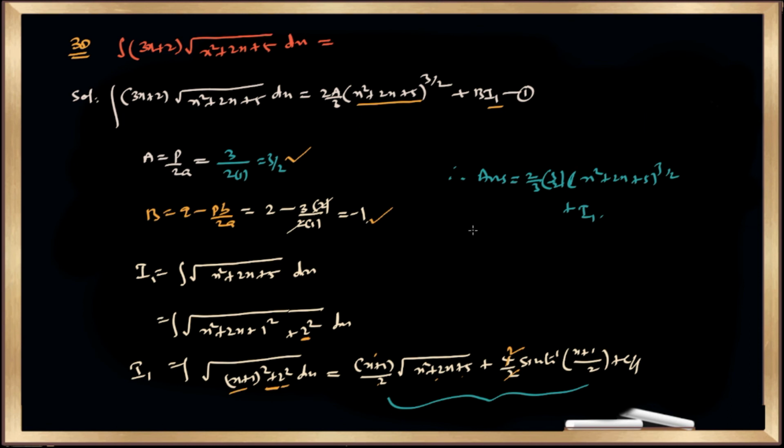So whichever option is matching with our answer, then we have to take that as the right answer. So these are special types, special functions of indefinite integral: L by Q, L by root Q, L into root Q, means linear by quadratic, linear by root over quadratic, and linear into root over quadratic. Okay.